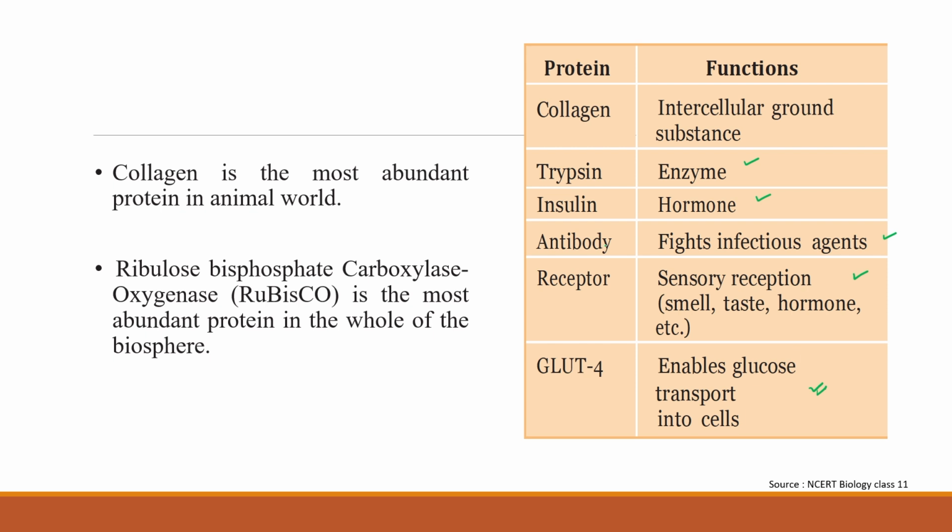So this is the list which is given in your NCERT biology book, and this is how you can now understand different kinds of functions of protein. Out of this whole list, collagen is the most abundant protein in the animal world, while rubisco, ribulose bisphosphate carboxylase oxygenase, this enzyme, this particular protein is the most abundant protein in the whole biosphere.